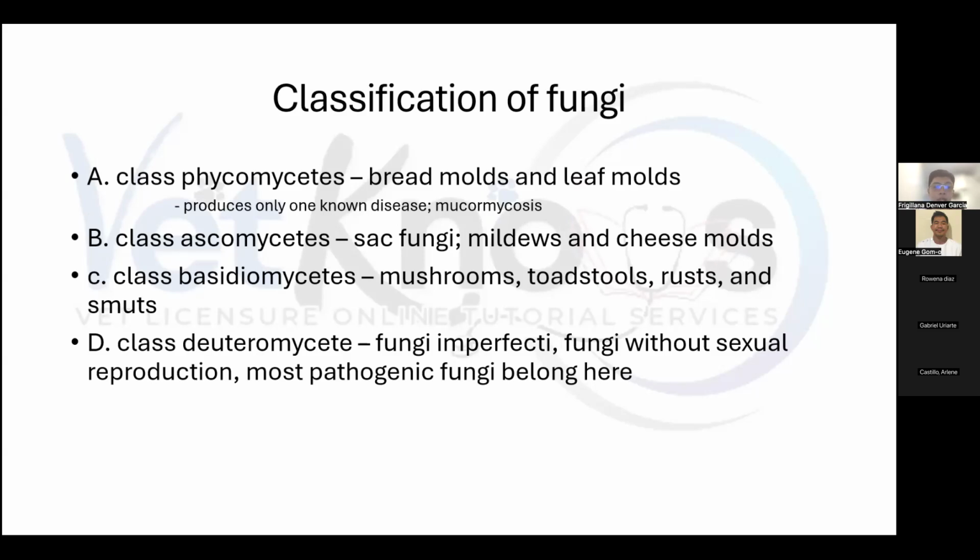Palatandaan dito would be ASC. Kasi yun ang spelling ng sac. Yun na. So Ascomycetes. Next, we have Basidiomycetes. These are the mushrooms, toadstools, rusts, and smuts. In veterinary medicine, only a single species is of veterinary importance, I think. It's Amanita species. Nasa marks din siya.